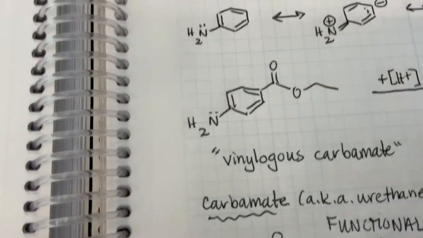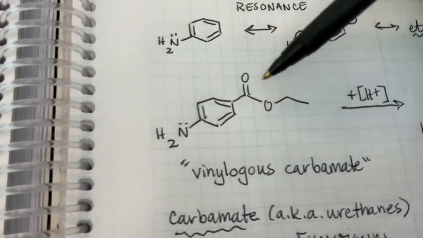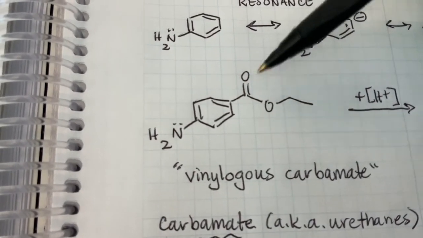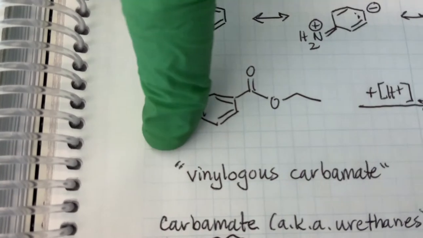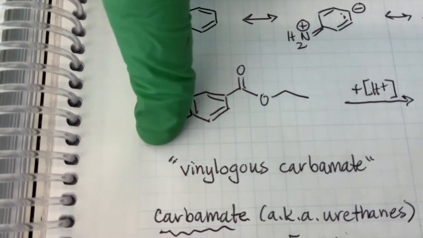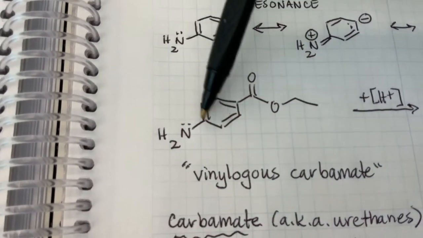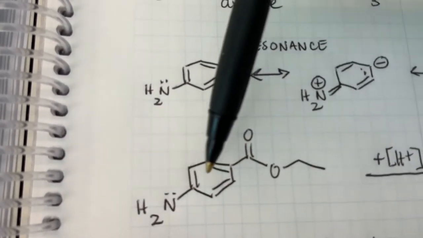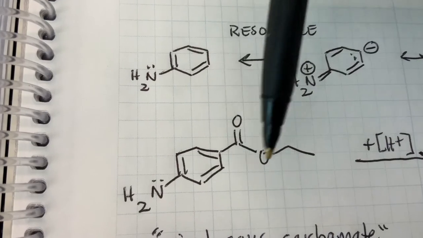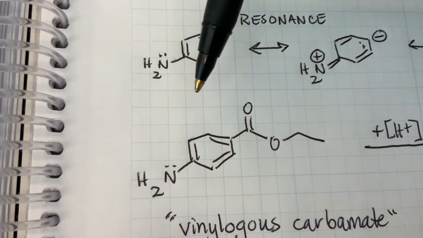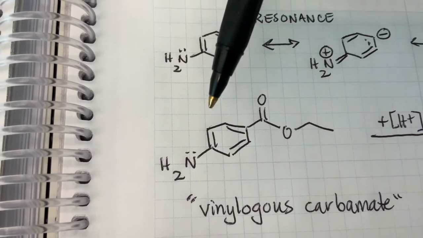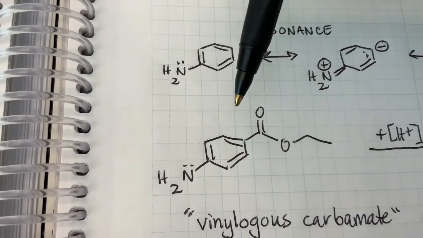And so benzocaine, we've got an ethyl ester here. This would be, if I cover up this nitrogen for a second, that would be ethyl benzoate. And now once I've got that nitrogen there in the para position, now it's the ethyl ester of para-aminobenzoic acid. So it's abbreviated PABA, para-aminobenzoic acid. So you might have heard of PABAs before.